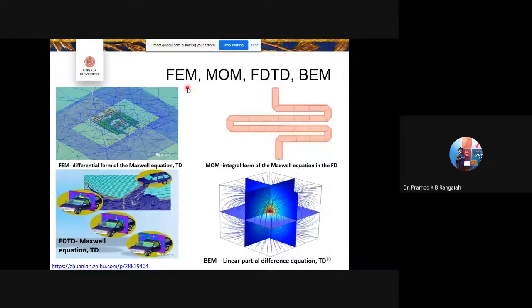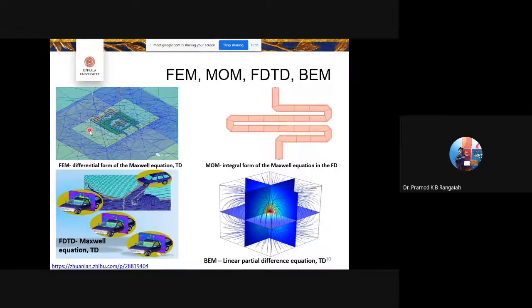When we are looking at a transmission line or any kind of a problem associated with microwaves, we have got four major mathematical techniques. The first one is the finite element method technique. What it does is take the circuit and divide it into small polygon kind of structures, especially triangles or any possible structures based on your geometry.